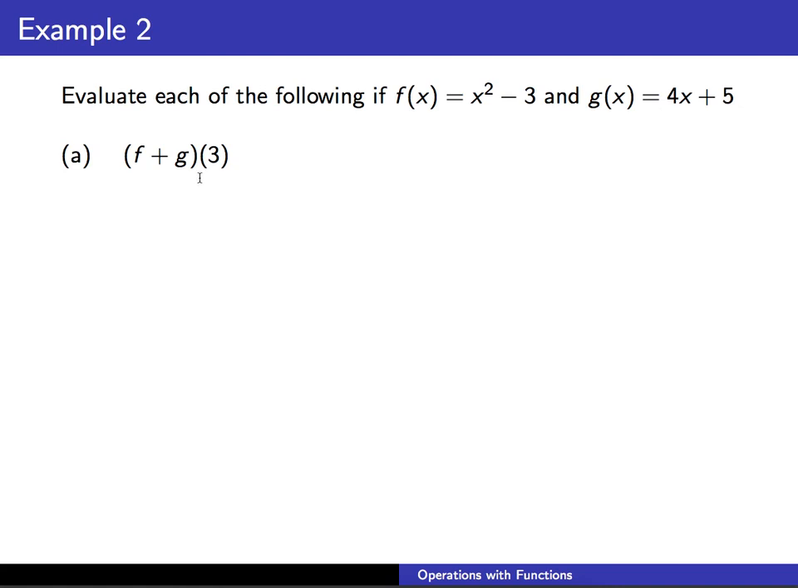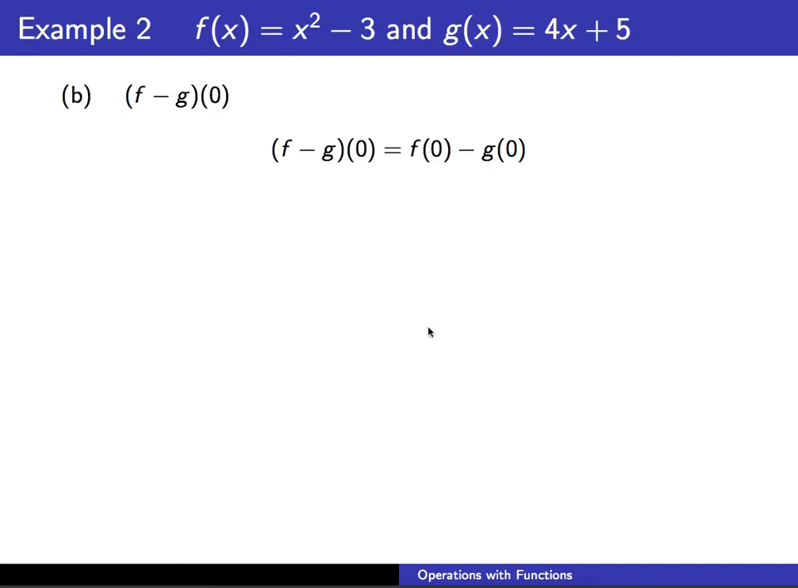So first up, f plus g of 3. We could do f of 3 plus g of 3. So 3 squared minus 3 is 6. For g of 3, 4 times 3 plus 5 is 17. And then 6 and 17 makes 23. We could also have plugged in our 3 into what we got as our answer for example 1a, f plus g of x, which was x squared plus 4x plus 2, and then plugging in a 3 into x squared plus 4x plus 2 should give us 23.